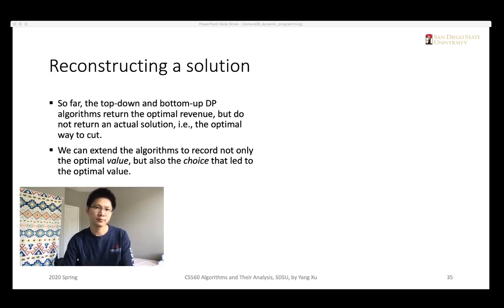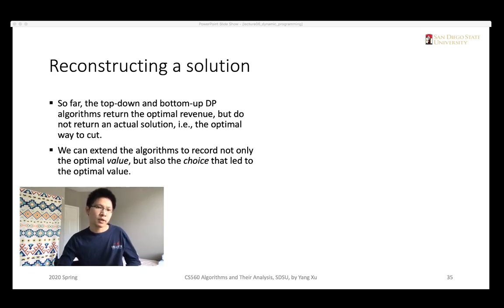But that seems not sufficient, because we want to know how each step is done, right? We want to know where our first cut is and where our second cut is, and all the places that we need to make the cuts. So that's a very particular need for these questions. We can do some simple modifications to the existing algorithms so that they not only return the maximum revenue, but also the ways of cutting to obtain the maximum revenue.